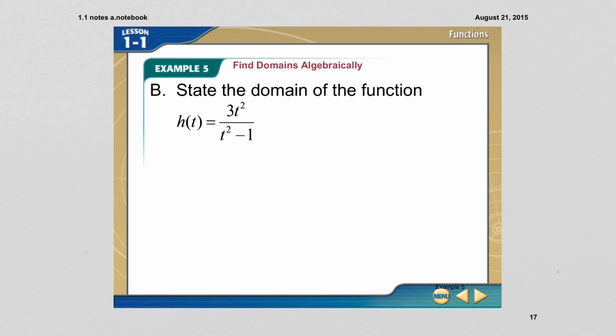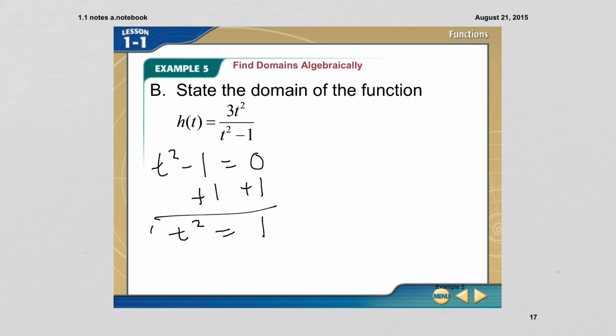When dealing with a function like h of t is equal to 3t squared over t squared minus 1, which is a rational function, we have to find out where the denominator is 0. That will help us with our domain. So t squared minus 1 equals 0. That's our denominator. And we want it not to be 0. So let's go ahead and solve this, adding 1 to both sides, and we get t squared equals 1. Take the square root of both sides, and t equals plus or minus 1. So now we know those are the places that are not a part of the domain.